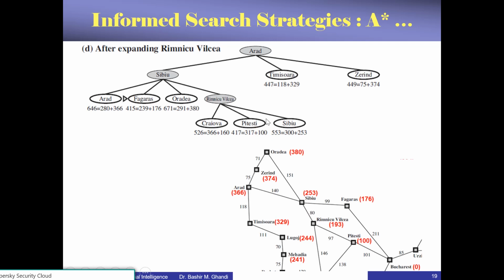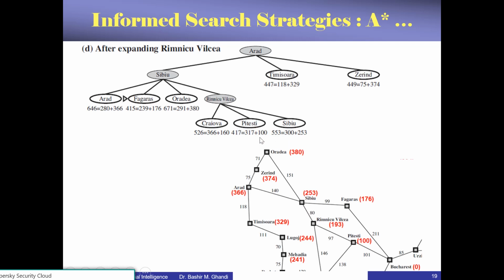So from Rimnicu Vilcea we can reach, well, there is one state that is not being shown here. It is Craiova. If you look at the bigger graph, you will see it. Okay, and then there is Pitesti. You can reach Pitesti, and of course you can go back to CBU, but that will cost you double the amount, 80 plus 80 back, and then plus the cost to Bucharest. So total is going to be 453.